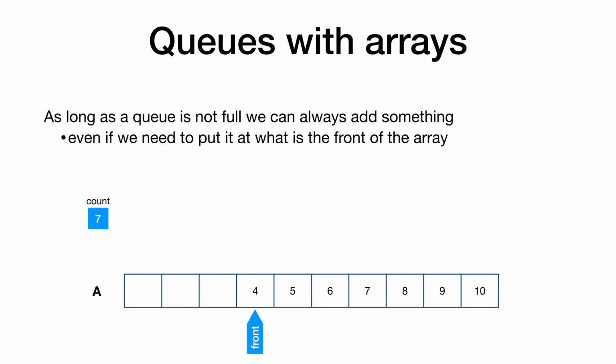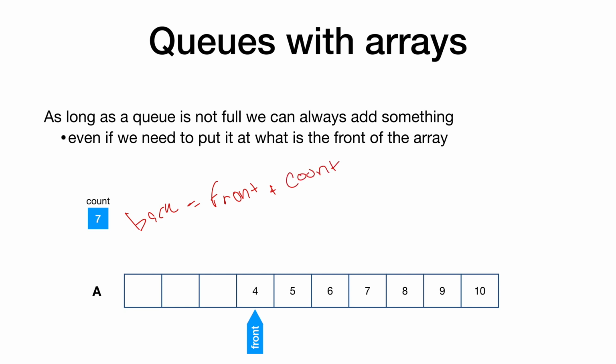What if we wanted to add another thing to our queue now, right? Well, where's the back of the queue? As long as the queue's not full, as long as we don't have 10 items in our queue, we can add another thing, but it's going to go here. So we said earlier that it goes into front plus count, so back is equal to front plus count.